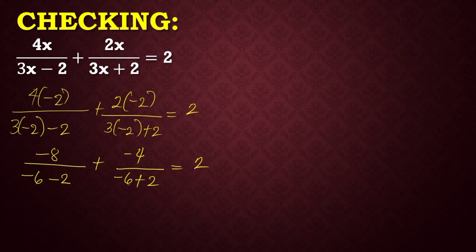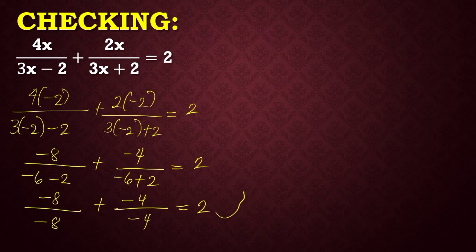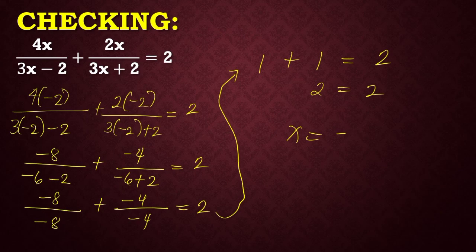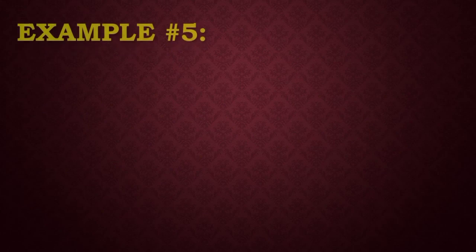Negative 8 over negative 6 minus 2, that is negative 8, plus negative 4 all over the sum of negative 6 and 2, which is negative 4, is equal to 2. So, rewrite lang natin. Negative 8 over negative 8, that is positive 1, plus negative 4 divided by negative 4, that is also positive 1, is equal to 2. If we add 1 plus 1, that is 2 equals 2. So, yung value na nakuha natin, which is negative 2, is correct. Next, let's have example number 5.